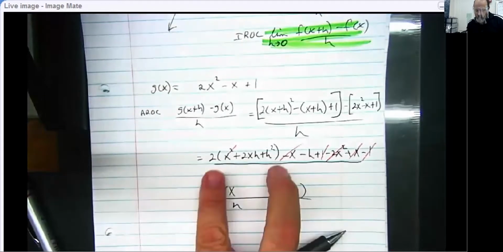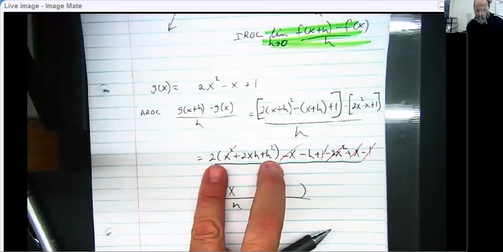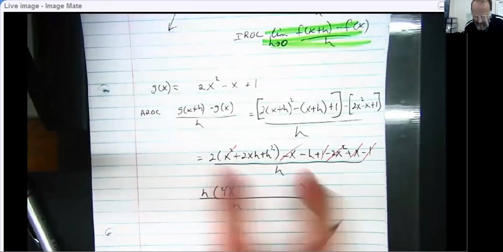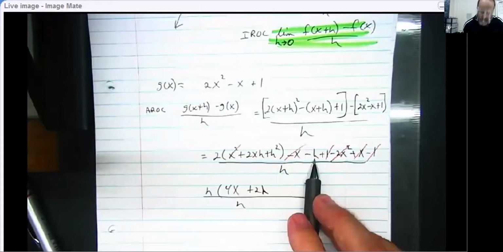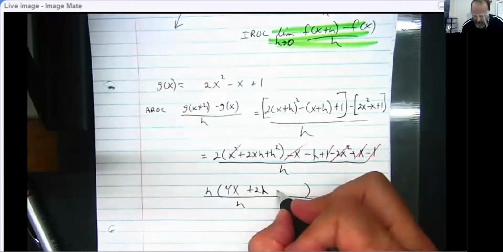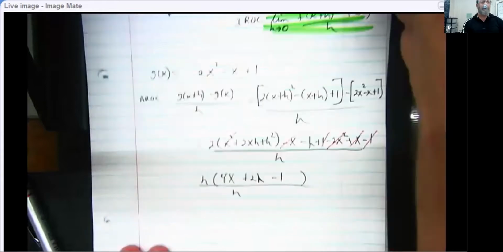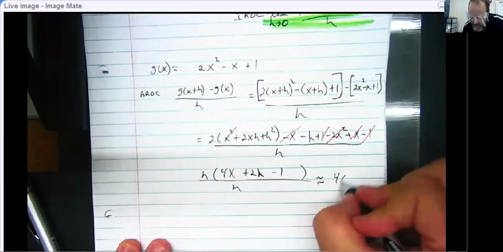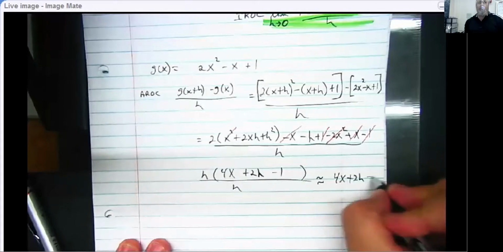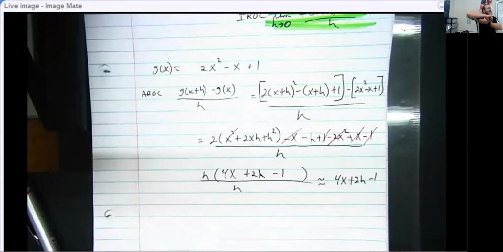Right here, what do I have? I have 2h squared, so I'm just going to do 2h. And there's a minus h right here, so that's going to just be a minus 1. Are you guys okay with that? So effectively, this became really close to the following. It's 4x plus 2h minus 1.